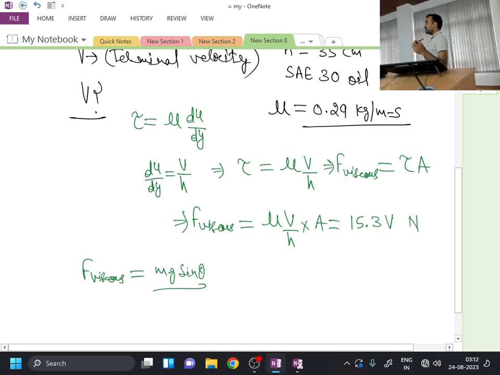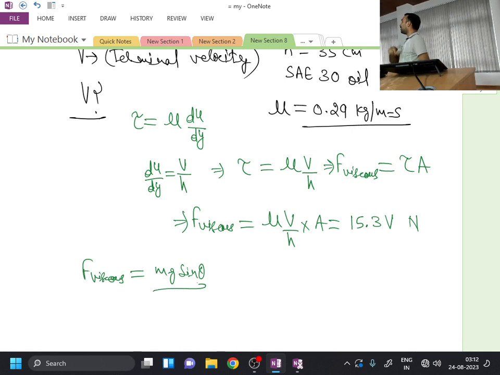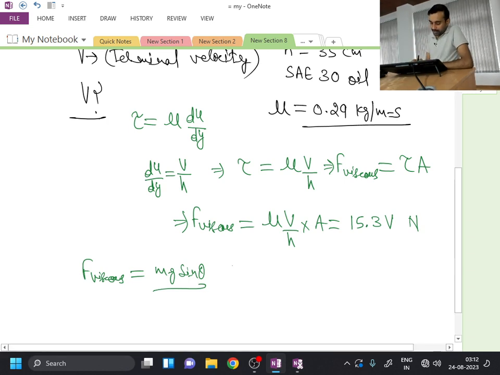Now the importance of terminal velocity has come, because we are determining the terminal velocity, that's why we have not taken the inertial force, mass into acceleration of the object. If we are not talking about the terminal velocity, then mass into acceleration also has to come. Over here acceleration is 0 because it has already achieved its velocity. So now F viscous is 15.3 into V and mg sin theta is 6 into 9.81 into sine of 15 degree.